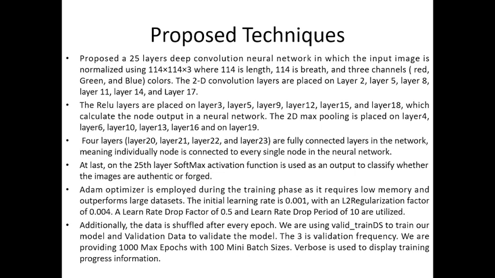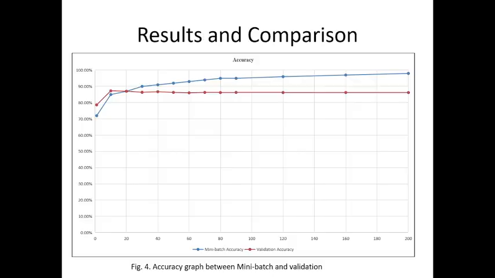A learn rate drop factor of 0.5 and learn rate drop period of 10 are utilized. Then the data is shuffled after every epoch. We are using the training data to train our model and validation data to validate the model. 3 is the validation frequency. We are providing 1000 max epochs with 100 mini batch size. Verbose is used to display training progress information.